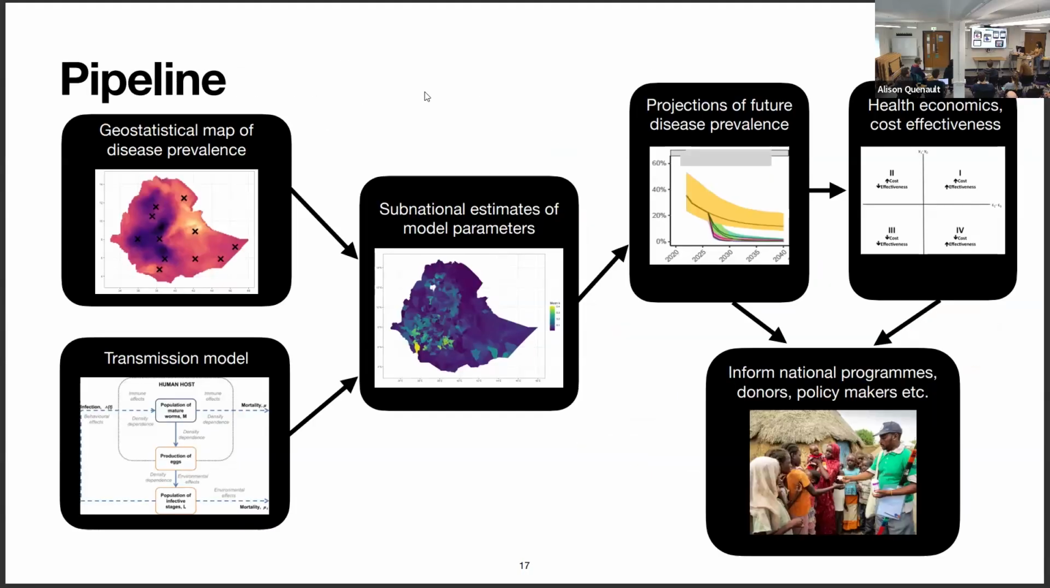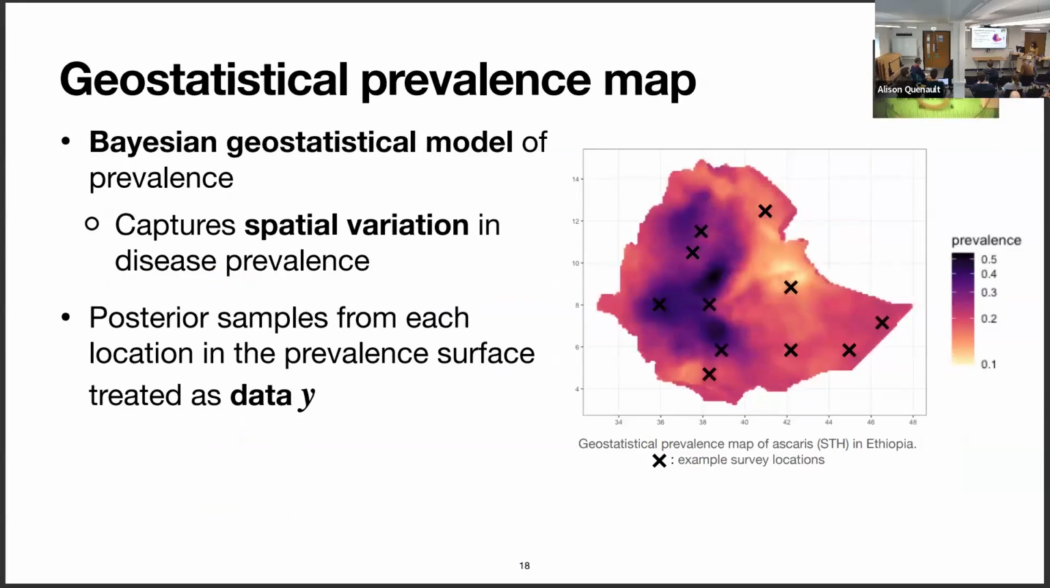So just to go into the different aspects of these in a bit more detail, I only really touch on this first half of the pipeline because that's what I was most involved in. We worked with geostatistical modelers, like I said earlier. They developed a Bayesian geostatistical model of prevalence. For example, if we had different survey locations, the black crosses here, we take that and fit a geostatistical model to get a surface of the prevalence.